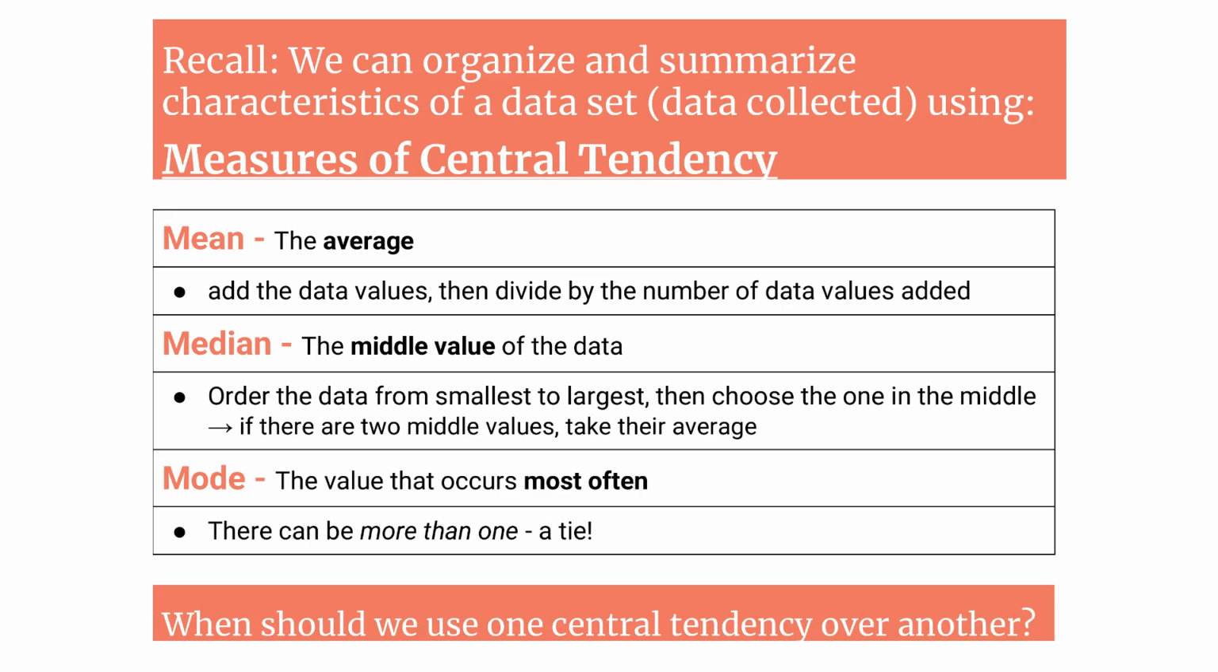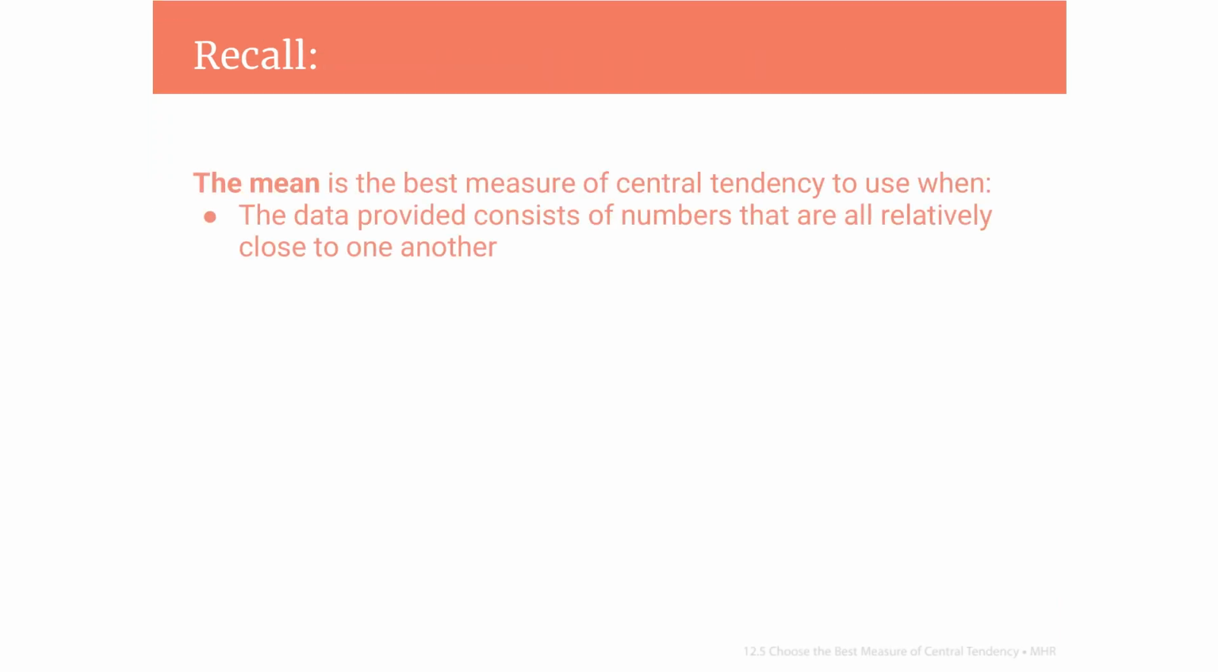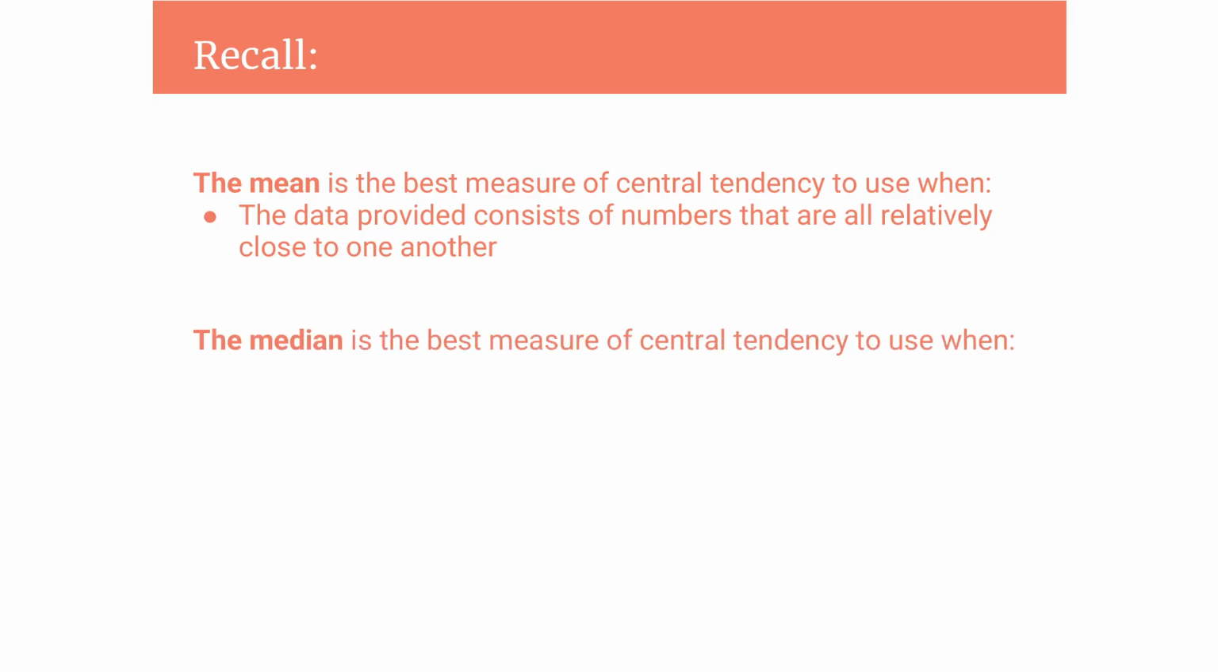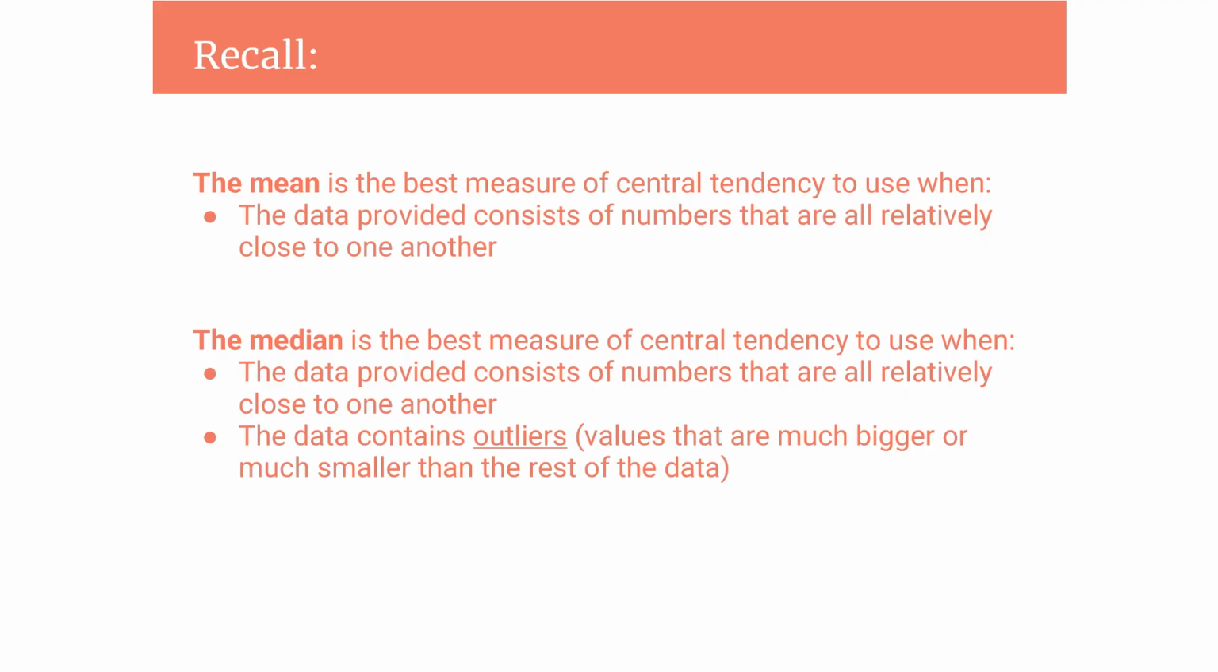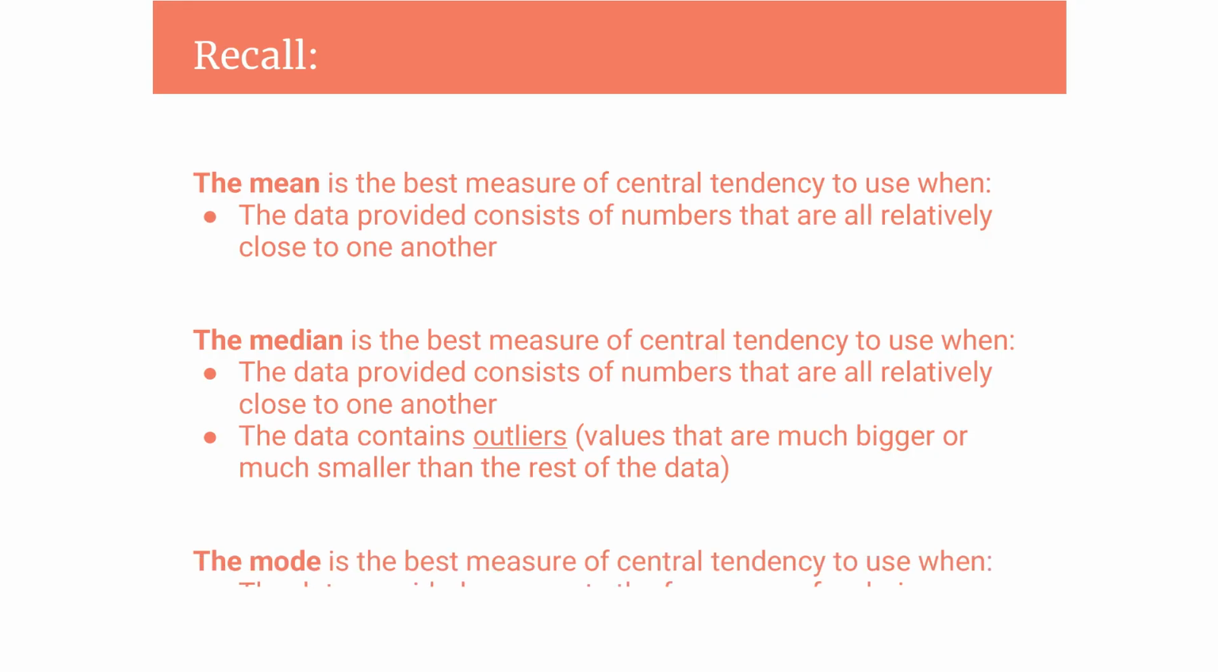So when should we use one central tendency over another? You hopefully recall that the mean is the best measure of central tendency to use when the data provided consists of numbers that are all relatively close to one another. The median is the best measure to use when the data provided consists of numbers that are relatively close to one another and the data contains outliers, so values that are much bigger or much smaller than the rest of the data. And finally, we use mode. It's the best measure for central tendency when the data provided represents frequency of choice.